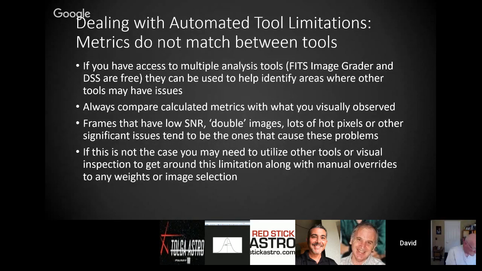I always compare my calculated metrics with visual observation. That way I'm guaranteed that I know exactly what I'm seeing. I'll have a spreadsheet up or something and say, this doesn't look quite right. It reported this, but that doesn't really match up with what I'm seeing here. Again, these frames that have low signal to noise ratio or double images, lots of hot pixels, things like that, tend to be the ones that cause issues.